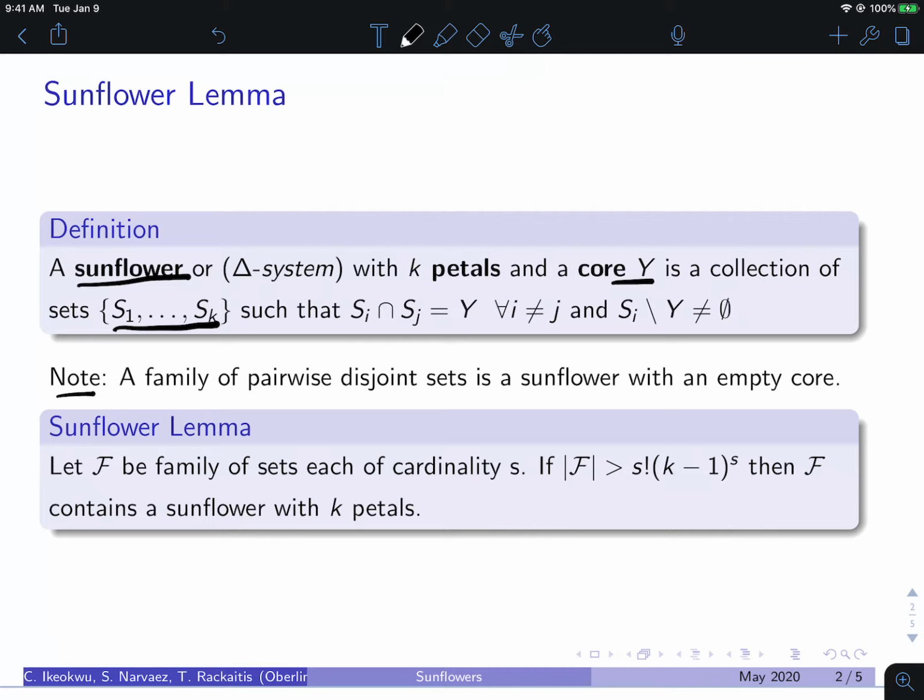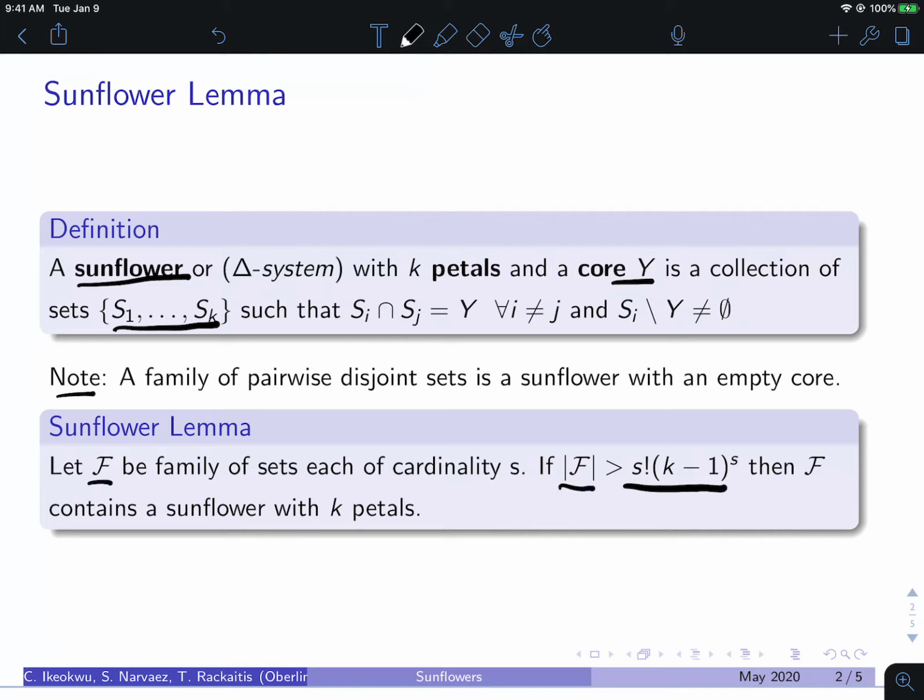So today I'm going to be talking to you about the sunflower lemma. So what is the sunflower lemma? Let F be a family of sets, each of cardinality S, so F is an S-uniform set. If the size of F is greater than S factorial times (K minus 1) to the S, then F contains a sunflower with K petals.